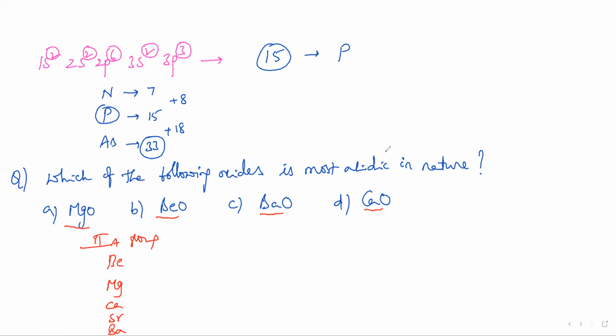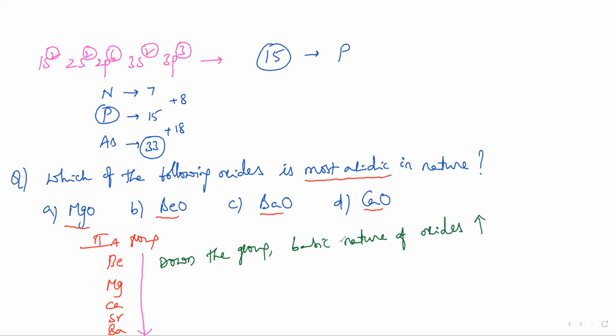Right. Now, what is the question here? Which of the following oxides is most acidic in nature? Now, according to the periodic table, if you are coming down the group, what happens to basic nature? Down the group, you should remember, the basic nature of oxides increases.